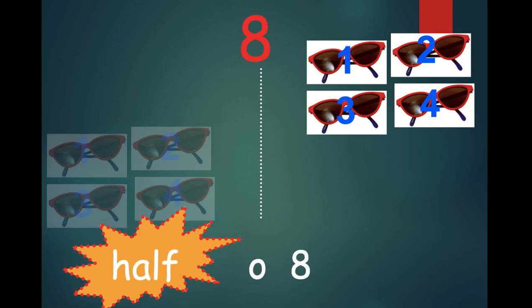So what is half of 8? I had a total of 8 goggles. I divided them into half. What is half of 8? Well done. Half of 8 is 4. That is, each side we are having 4. 1, 2, 3, 4, and this side 1, 2, 3, 4. 4 on each side. When we add 4 plus 4, then it is 8.